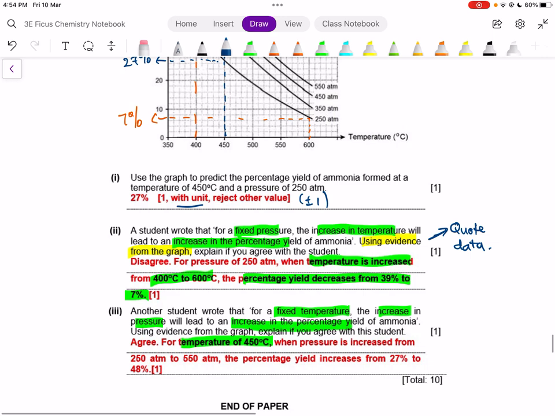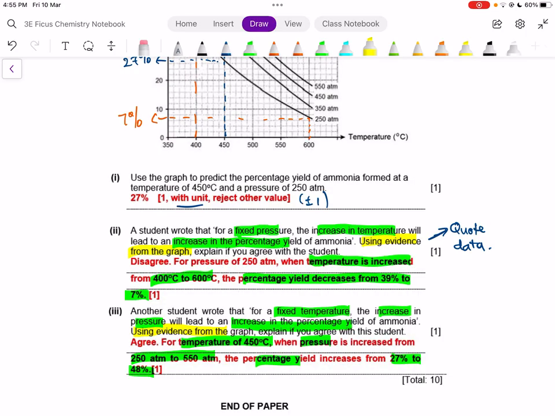Yeah, so must code the data. Okay, you say pressure increases from 250 to 550, percentage U increases from 27 to 48. Okay, I mean you can code any set of data as long as it shows the trend. I think the main thing is probably half the class didn't code data. So do take note of this. When the question tells you very clearly to use evidence, please code data. I think you're not used to coding data.